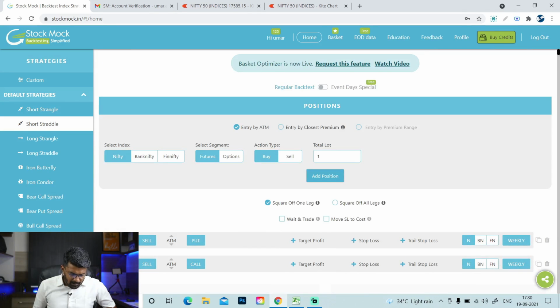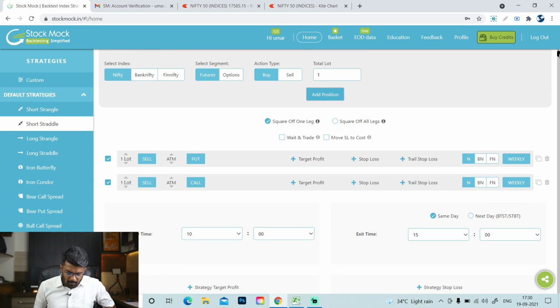So what I have done here is I have taken a short straddle, right? Short straddle, if you know, is a combination of selling a call option and selling a put option. Now one lot at the money, both call and put, I have done in Nifty and Bank Nifty. They also have the option of doing it in Fin Nifty. The strategy here is very simple. You do a short straddle.